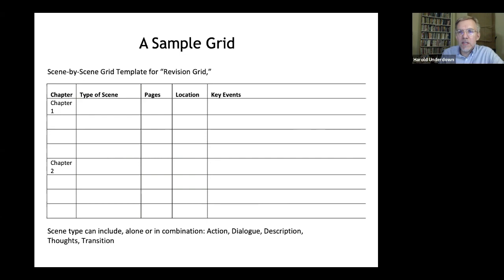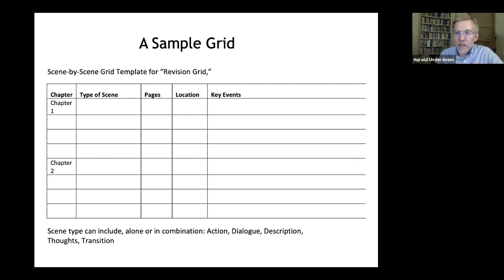So you can use this in a lot of different ways. I set this up focusing on the type of scene, where it happened, location, and what the key events were, because that's what I wanted to keep track of in that case. And I find that's a good starting point for the template, but it's very adaptable.